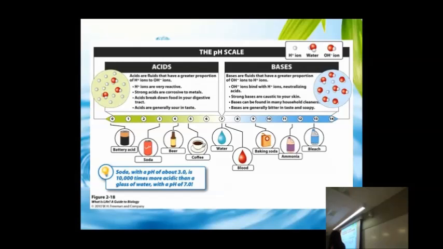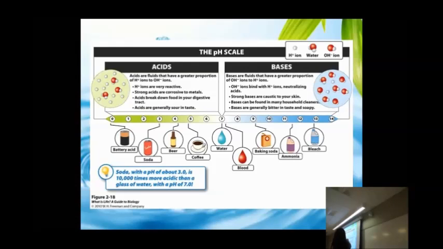Then as we get up here towards 0, we get very strong acids like battery acid. Soda is a strong acid, so that's one of the reasons it's really bad for the enamel on your teeth. Beer is acidic, coffee, and then we get to water. Pure water right here in the middle is 7. It's not an acid, it's not a base, it's neutral.